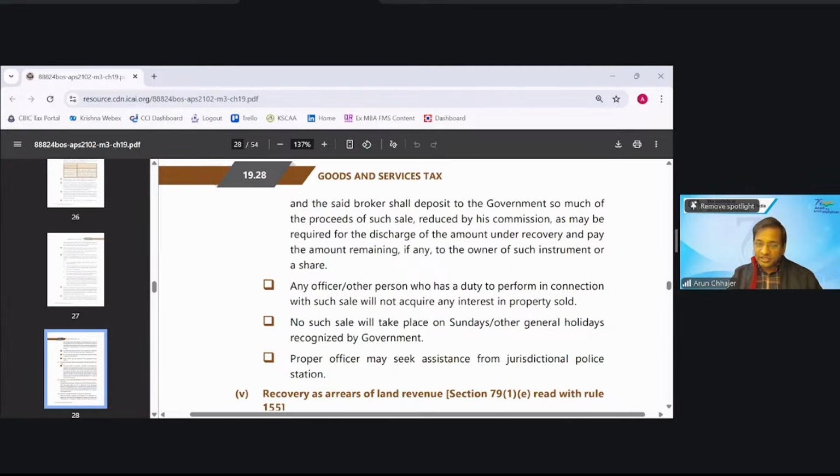If the notice has been issued but he is ready to pay the penalty, then 25% of the penalty. Correct. And if the order is being issued, then how much penalty? 50% of the penalty.